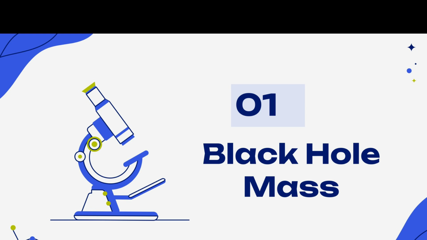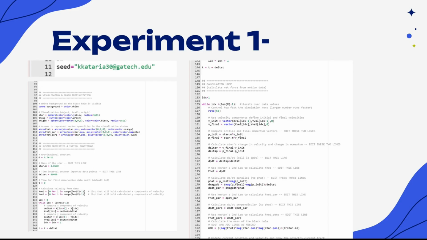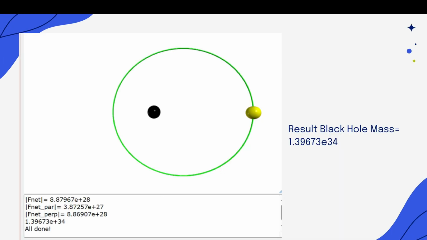So to find the black hole mass, we put in my email to get specialized values. And then, as you can see, we have to go over here and change the P initial, P final, delta V, delta P, and then dP/dt. So on the right side is essentially all the code that we switched in order to manipulate the code to get the mass. And then we have the resulting picture, which shows the planet orbiting around the black hole. And it's given that our mass is 1.4 e to the 34.